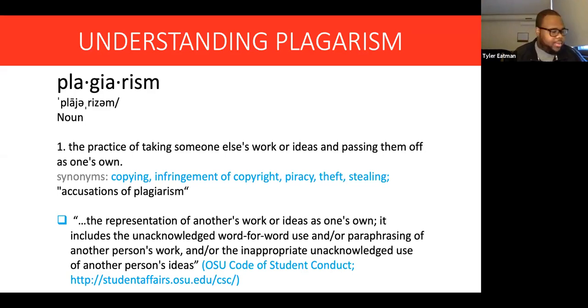And then actually on the bottom here is the definition of plagiarism from the Code of Student Conduct, which says the representation of another's work or ideas as one's own includes the unacknowledged word-for-word use and/or paraphrasing of another person's work and/or the inappropriate unacknowledged use of another person's ideas. So basically that's how they state plagiarism in their student conduct. So making sure that you have that.